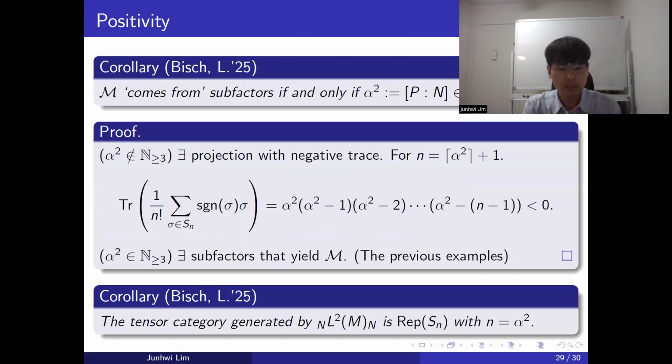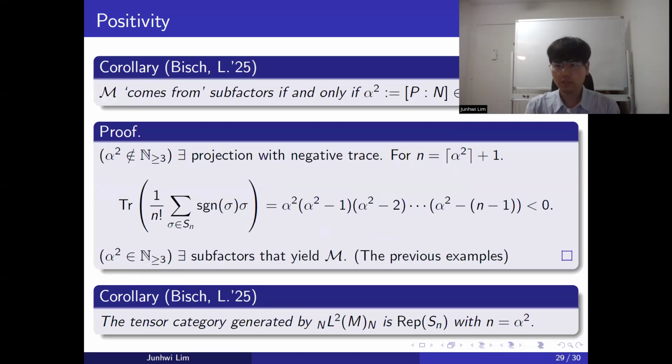And lastly, we have that the tensor category generated by the N-N bimodule L2 of M is the representation category of the symmetry group Sn, where n is alpha squared, and that was the parameter for the index of P over M.